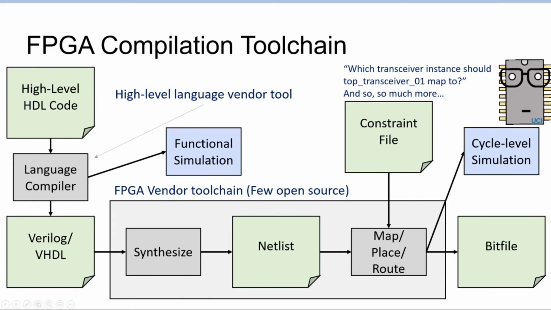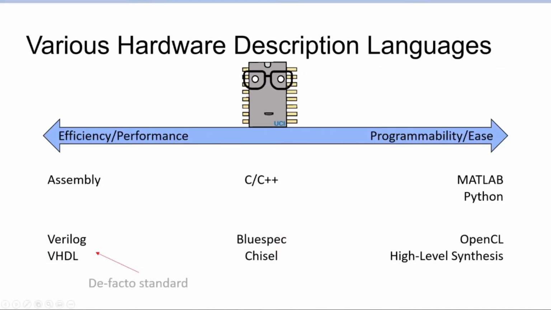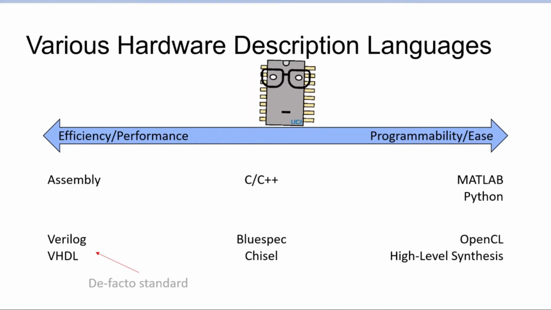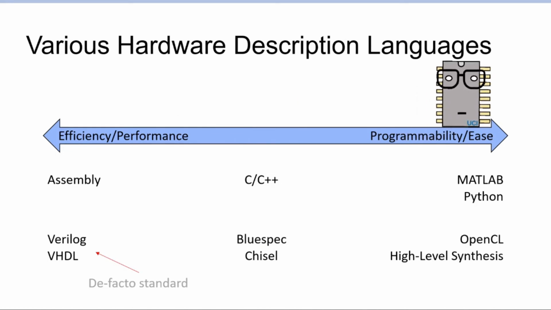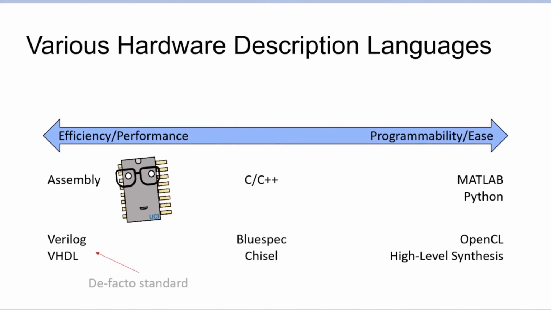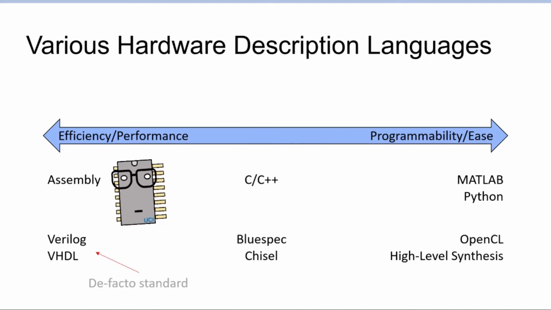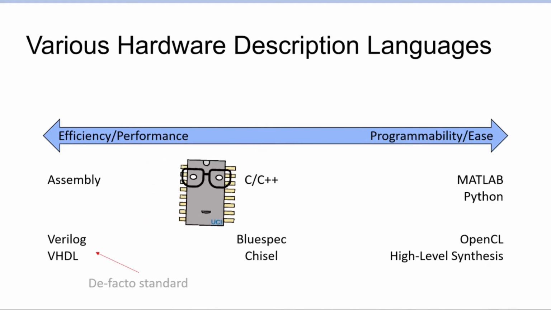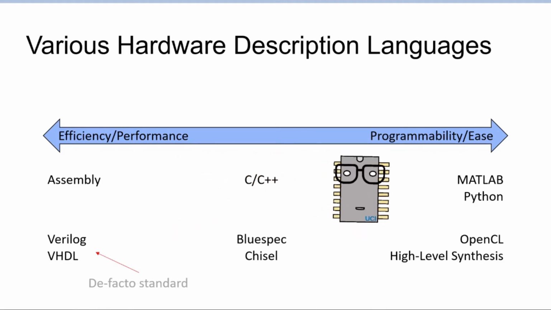So given this toolchain, we already talked a bit about the various hardware description languages that exist, and the trade-off between efficiency and performance versus programmability and ease of use. The analog to the HDLs could be something like assembly: you could get more efficiency and performance, but it's difficult to program. Although at this point in software, this is not actually true, because most of the time the compiler for C and C++ will be better than you as a person at getting high performance. So maybe this analogy doesn't hold very well.